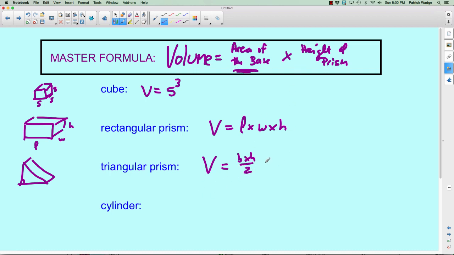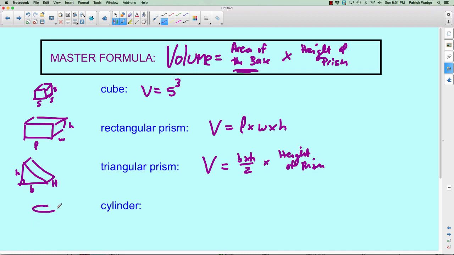Now we have to multiply that by the height of the prism. Remember, it's not the height of the triangle. We already dealt with that with this h right here. So I'll use small h for the height of the triangle. Here's your base, here's your height of the triangle. And then this capital H would actually be the height of the prism. Because if we flop this thing over so it was sitting on the triangle, that's how high it would be.